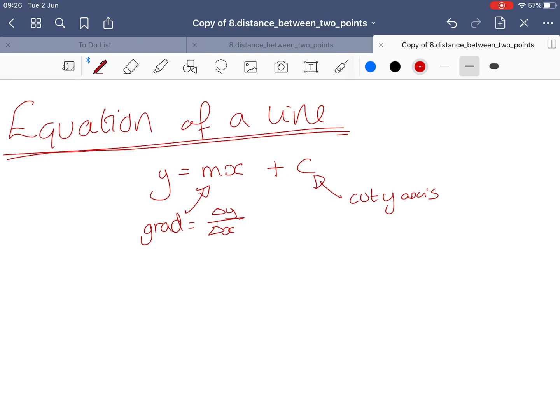They would normally ask you to find the equation of the line that goes through a point. For example, you would have found your gradient. Let's pretend our gradient is 4.